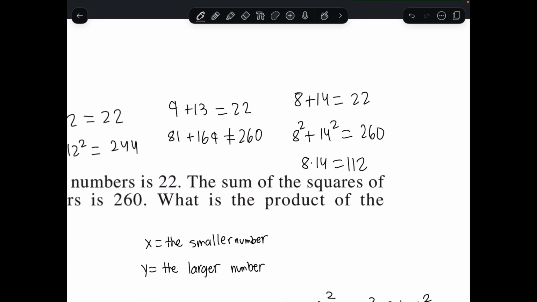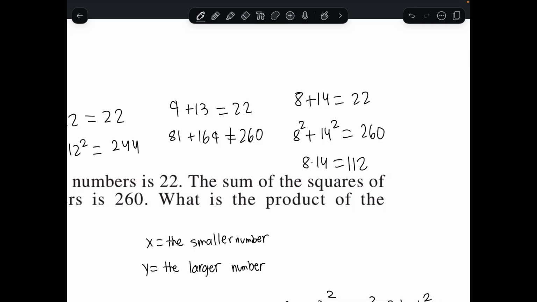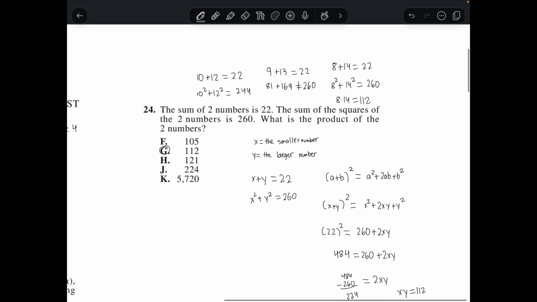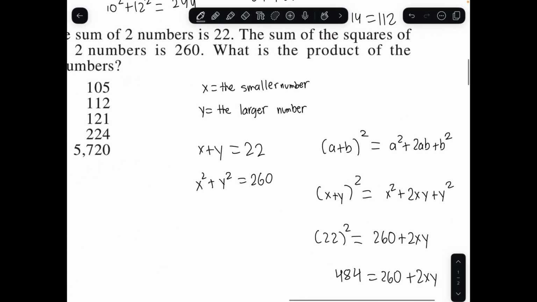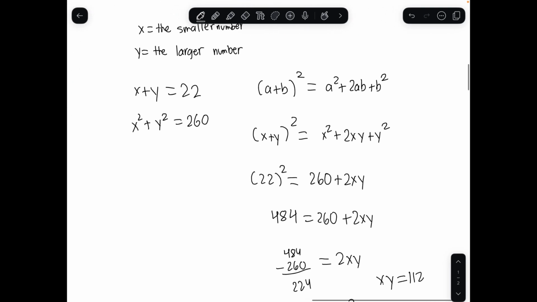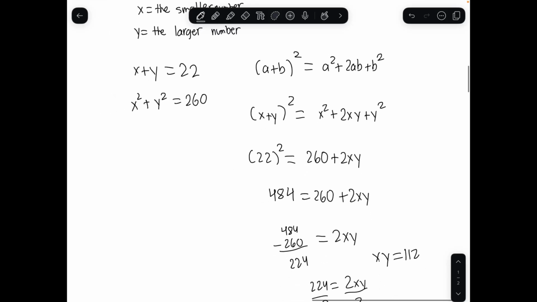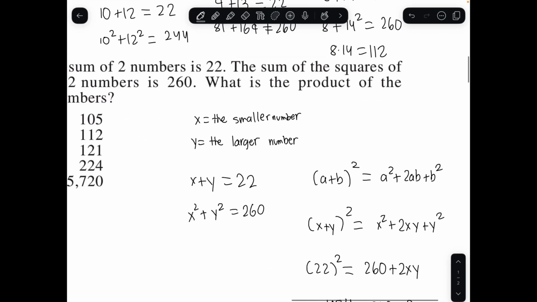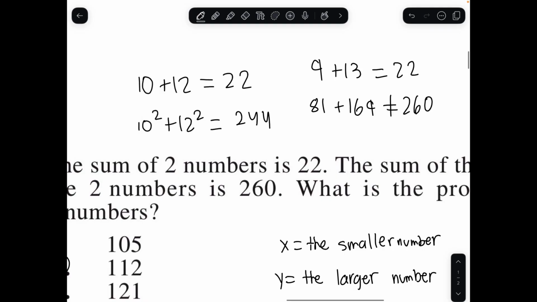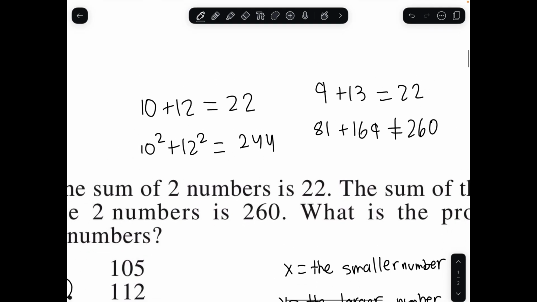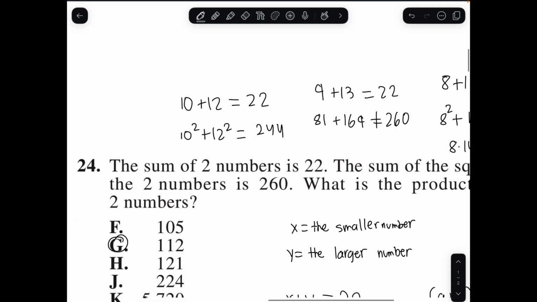So this is the guess and check way of doing it. But I would stick with using variables because this will get you your answer very quickly. And this is the more efficient and better way of doing the problem. But again, if you don't remember this identity, you can always just guess and check. And if you're fast, then you'll get the answer.